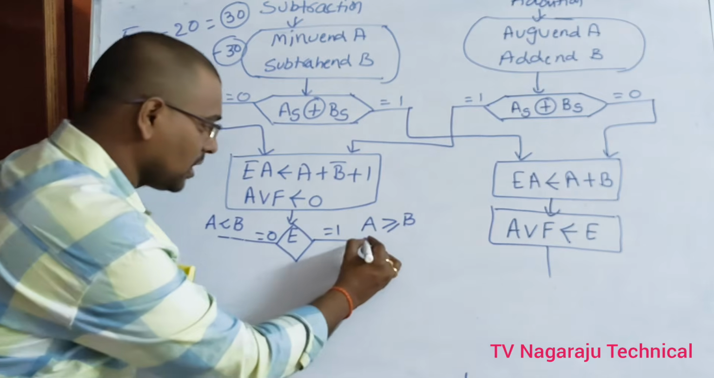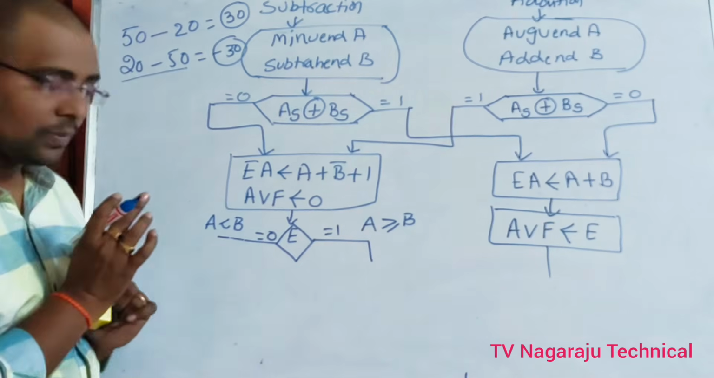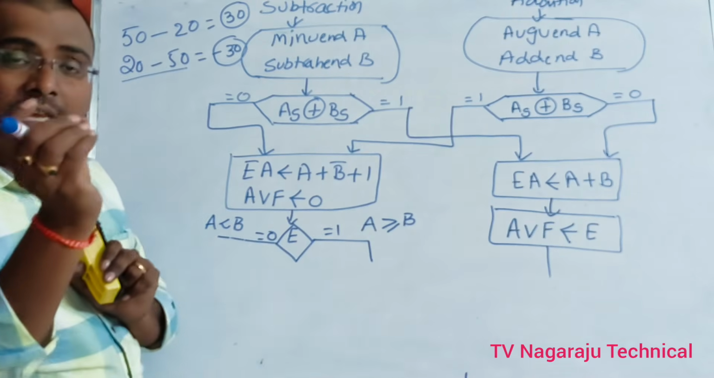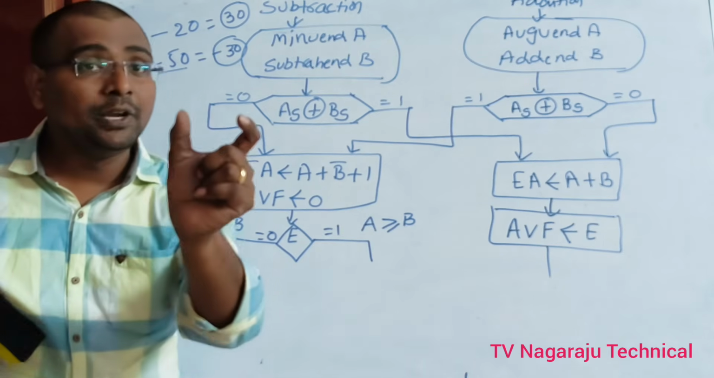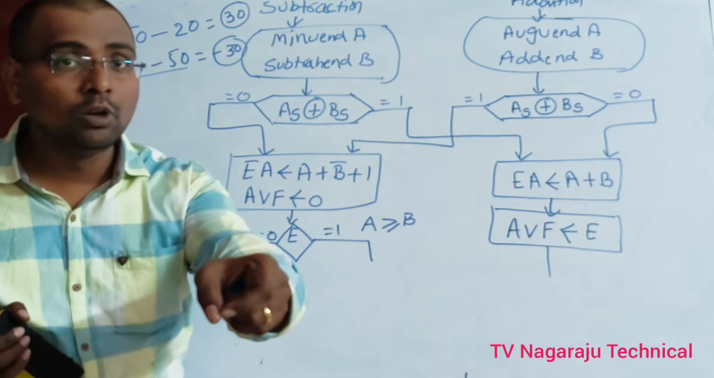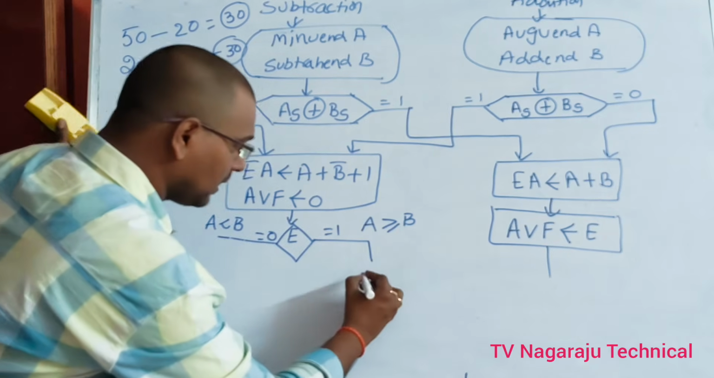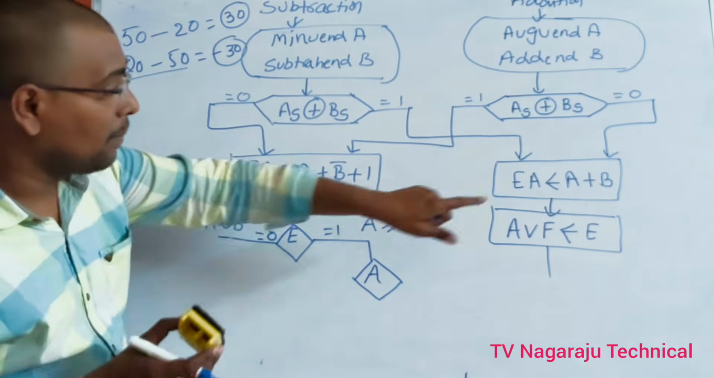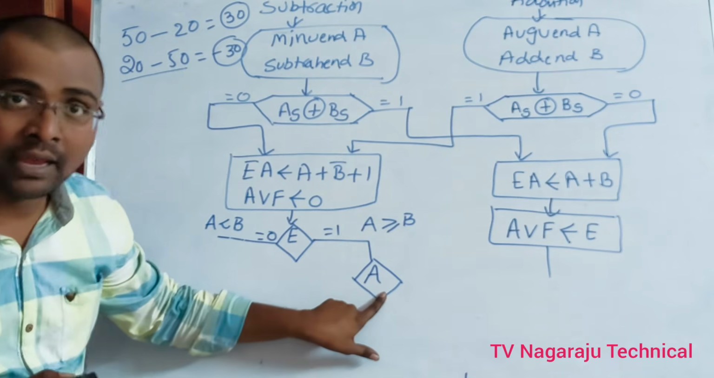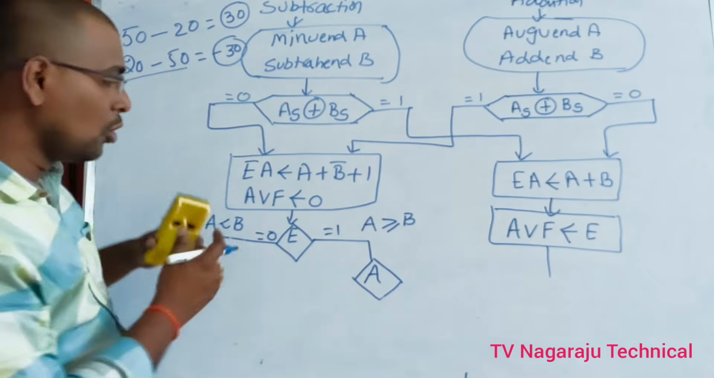Now come to step by step. Where is the result stored? Suppose we come to this one: carry is equal to 1. That is, A value is greater than or equal to B. Again, two cases here: whether A is equal to B or A greater than B. For that, check A. Why do you need to check A? Remember, my result is stored in A.